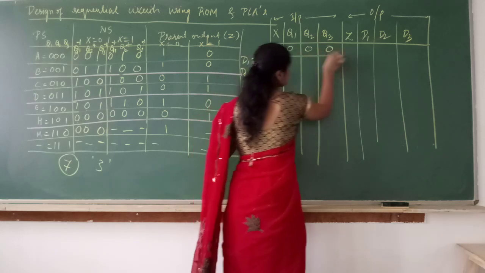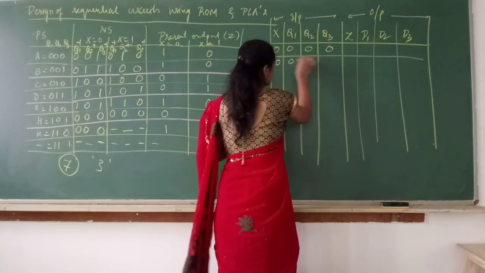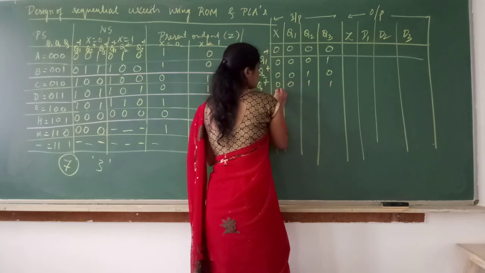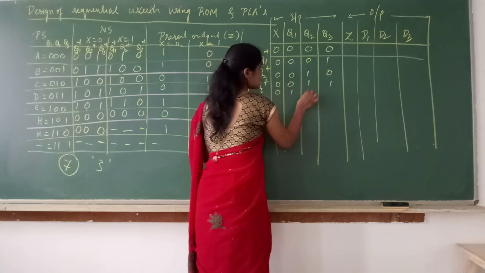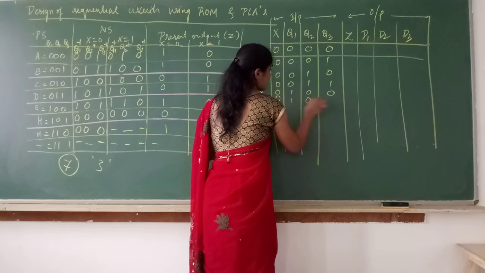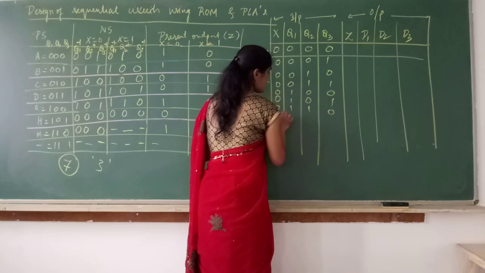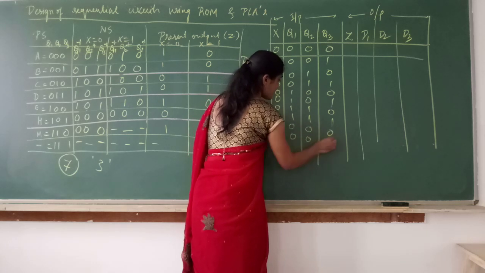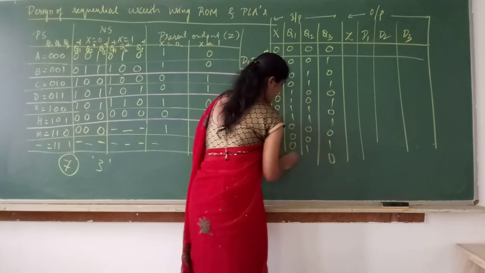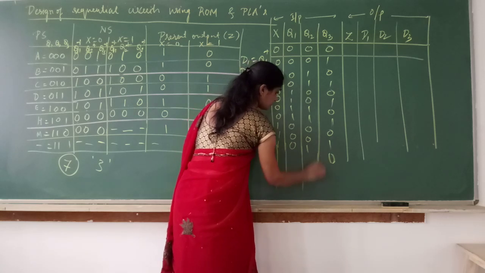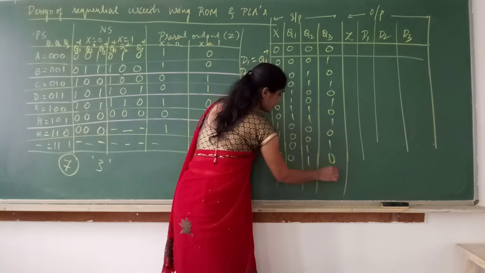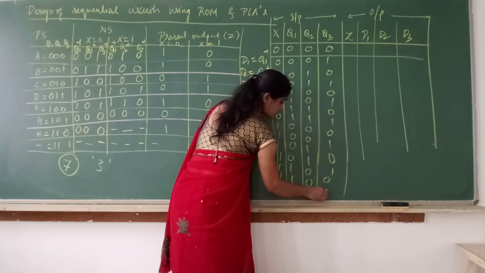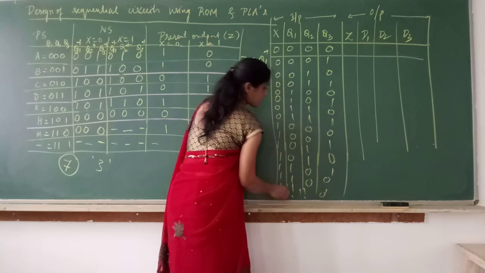0 0 0 0, 0 0 0 1, 0 0 1 0, 0 0 1 1, 0 1 0 0, 0 1 0 1, 0 1 1 0, 0 1 1 1. Similarly, 1 0 0 0, 1 0 0 1, 1 0 1 0, 1 0 1 1, 1 1 0 0, 1 1 0 1, 1 1 1 0, 1 1 1 1. Okay, please write it properly.